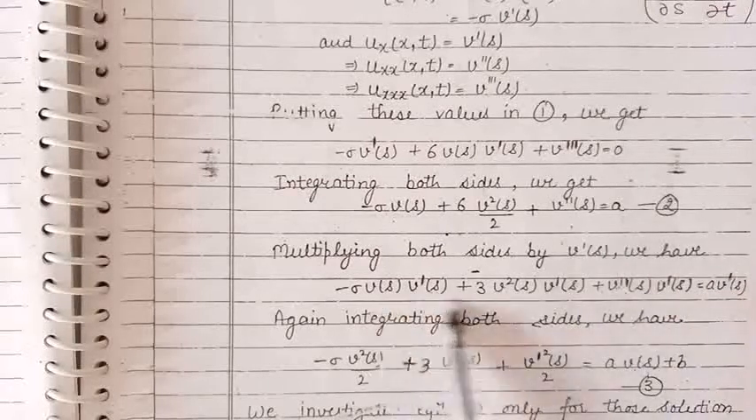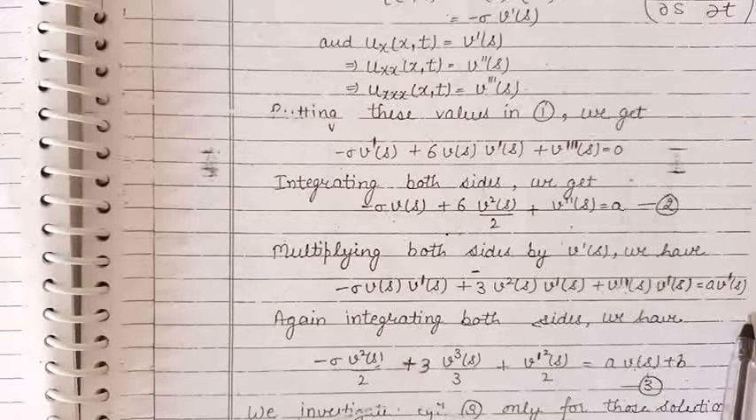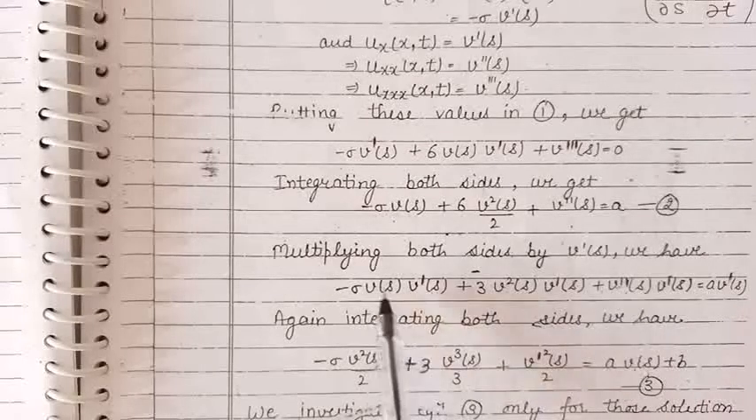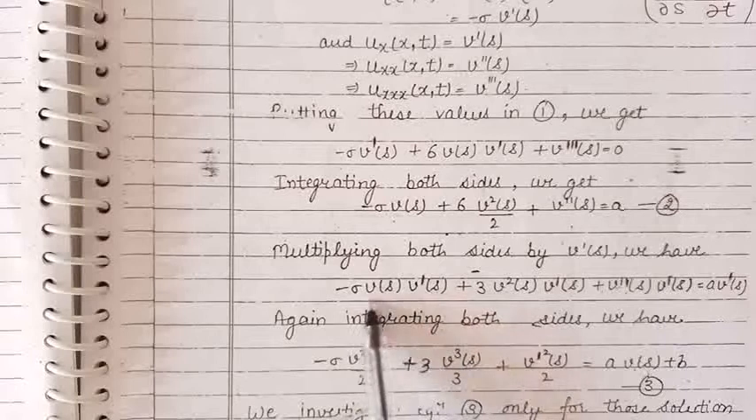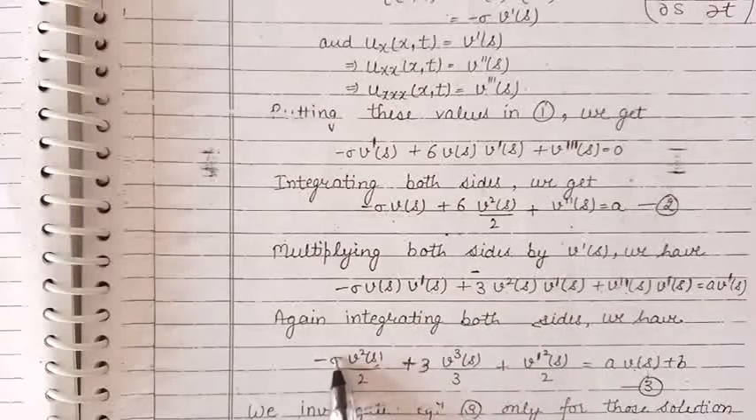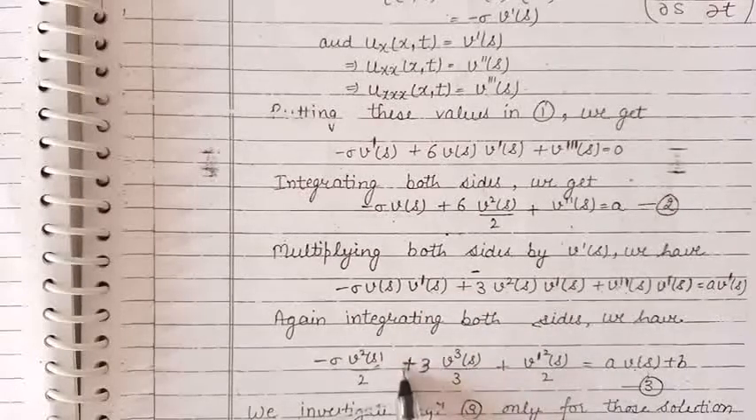Now we can easily integrate this expression, integrating by using the formula any power of function multiplied with the derivative of the function. 1 is added to the power of the function and division by the resulting power. So this will become minus sigma into v square by 2 plus 3 into, here the power of the function is 2 and this is the derivative.